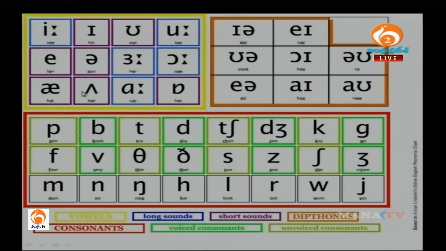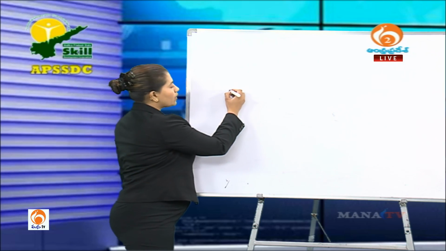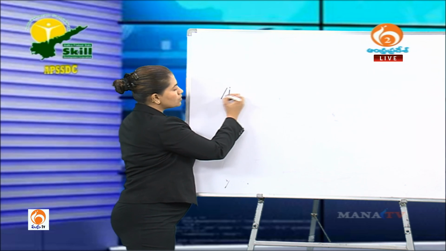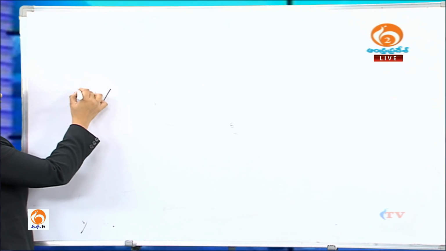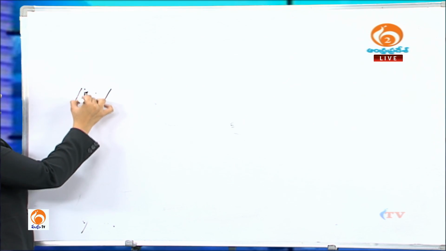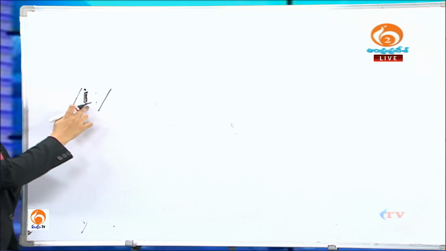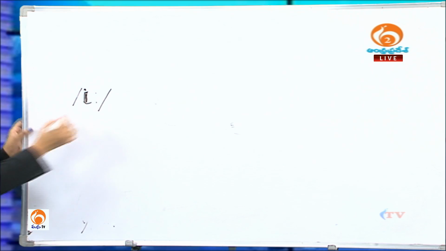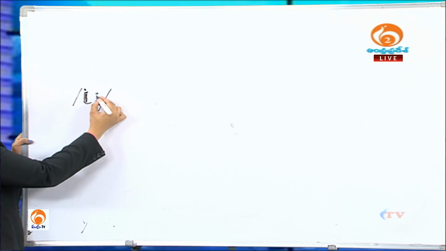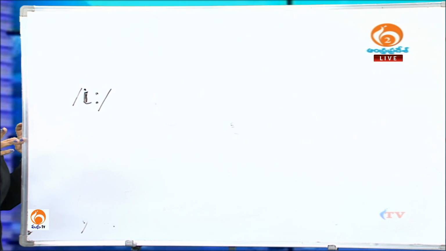So for instance, swapping of long E and short E. I want your concentration here on the board. Let me take this off to explain all this better. So I want your concentration on the board. So when I write this particular sound, like we have discussed already, this is a long sound because it has a colon to it. So I am supposed to stress that sound, I am supposed to elongate that sound.